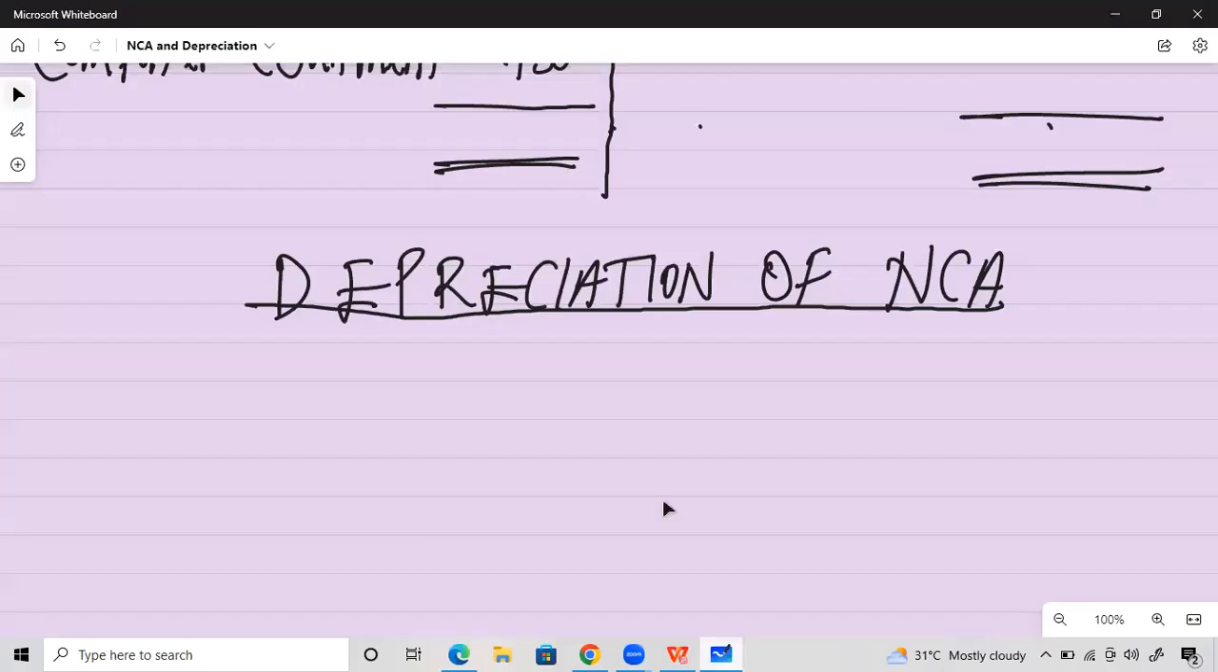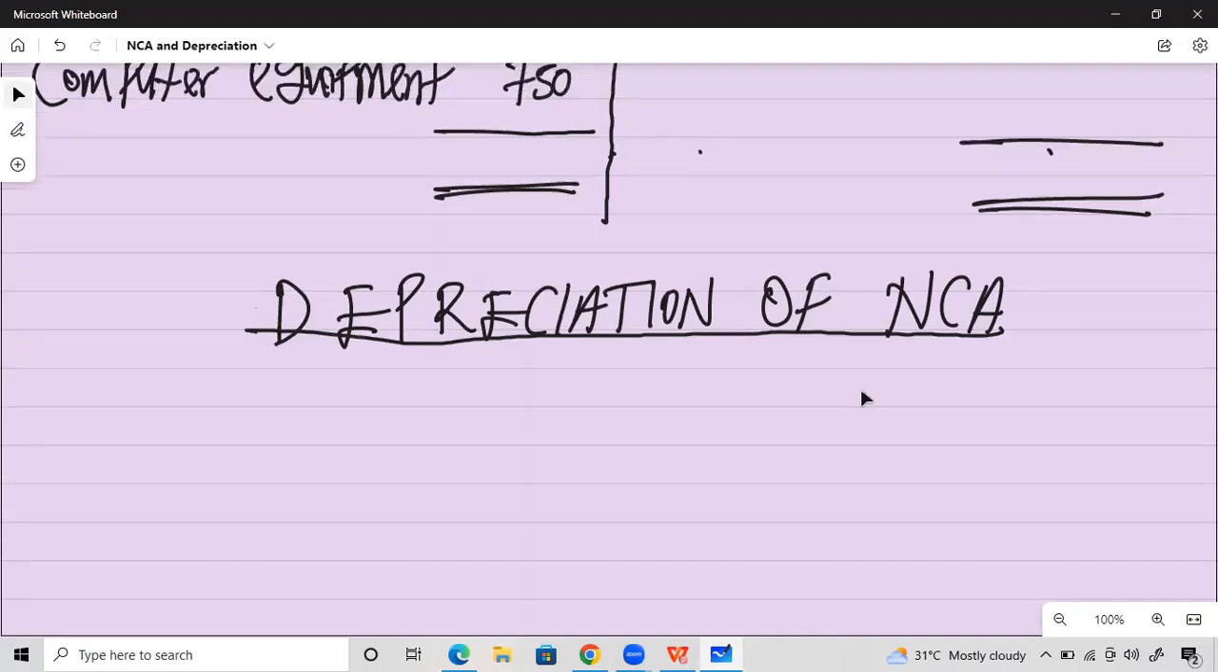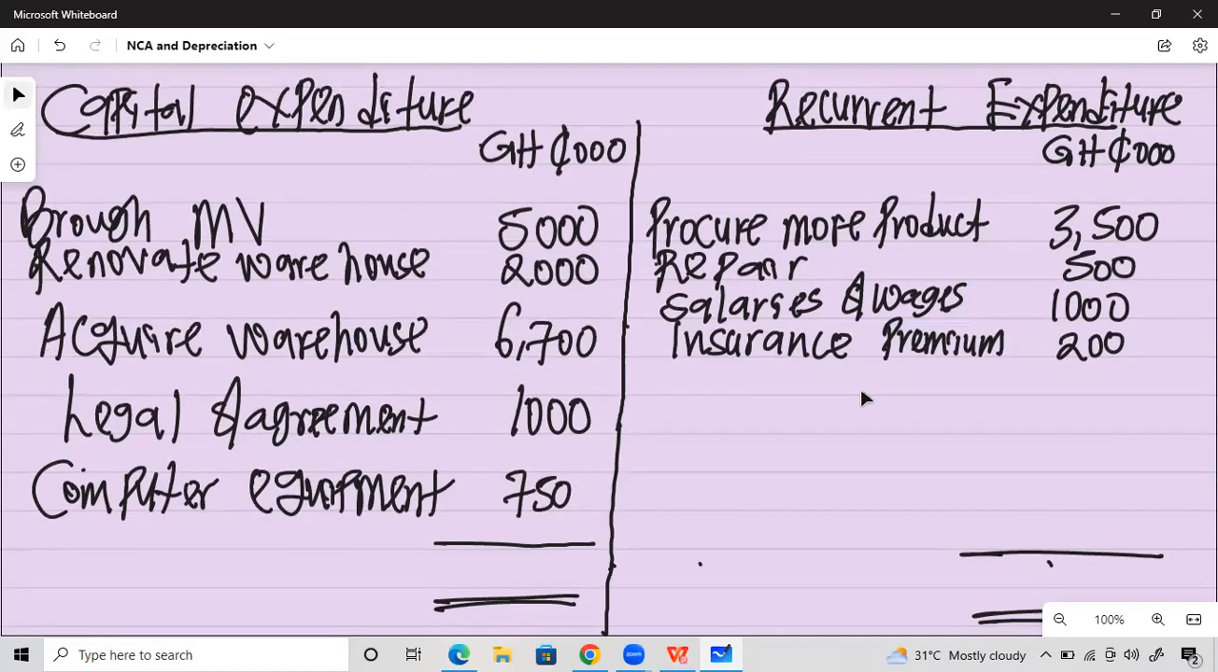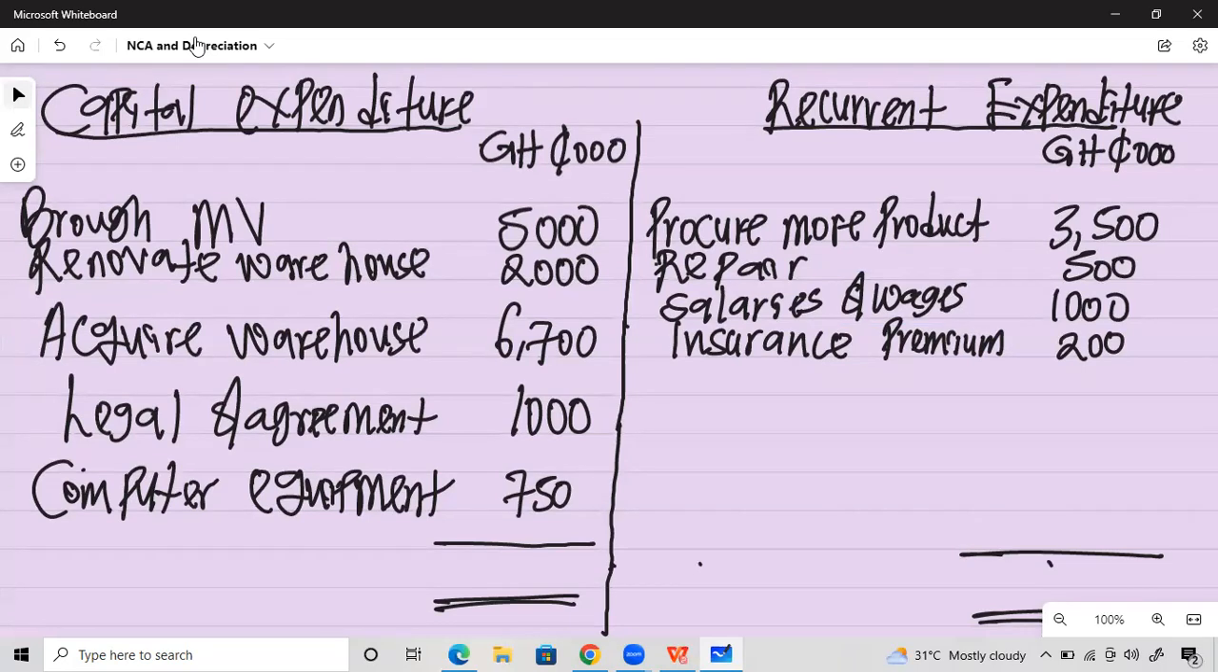You can use this time to write this particular one if you miss any of this. In less than 4 minutes we are going to come back to continue, and what we are going to be discussing is depreciation. The topic is 2, non-current asset and depreciation. So update this. We'll come back in less than 4 minutes. Thank you, everyone.